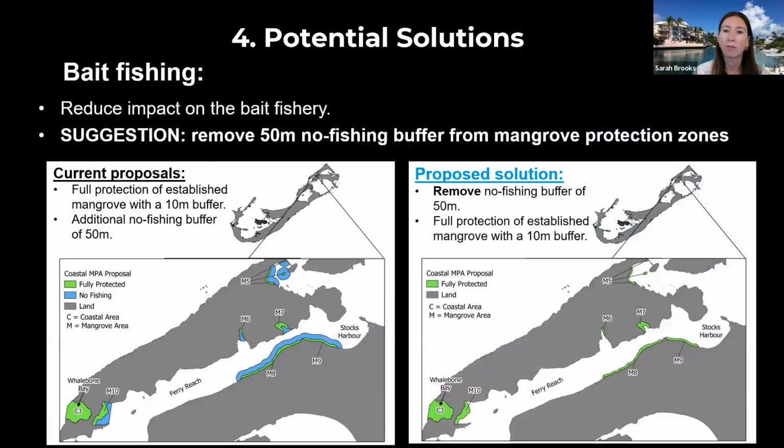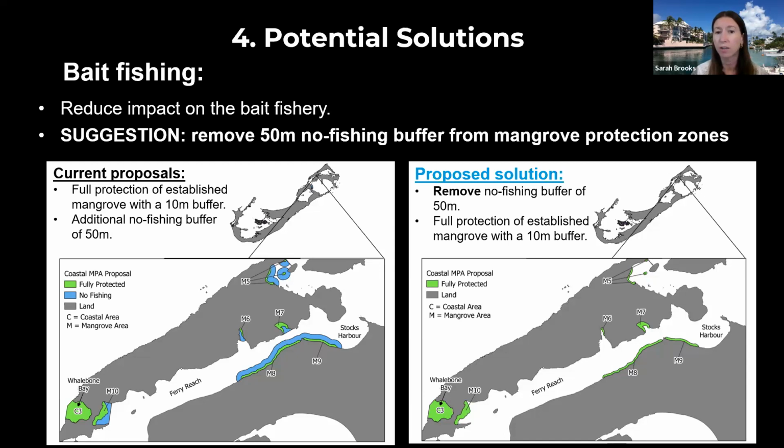We also heard from the bait fishers that they utilize the whole coastline to catch bait. So this is particularly true in areas that are easily accessible. And the 50-meter no fishing buffer that's been placed around the mangroves is particularly problematic and could really influence the ability for them to catch bait. And this is what you can see on the maps here. So the area in green is the fully protected mangrove with a fully protected 10-meter buffer. And then the blue is the 50-meter no fishing buffer.